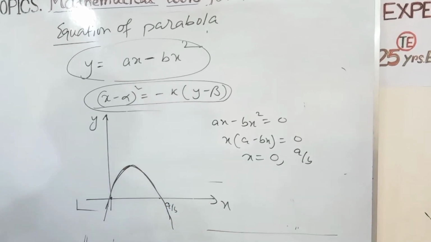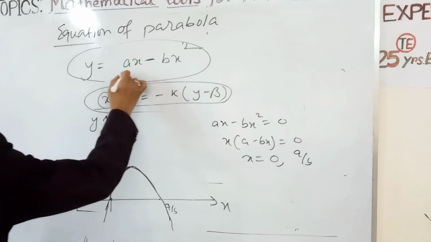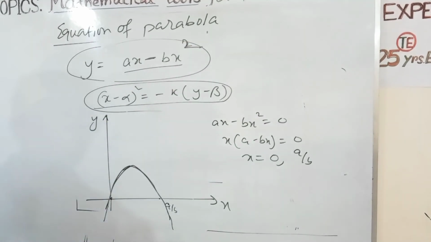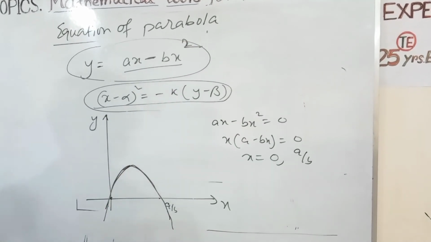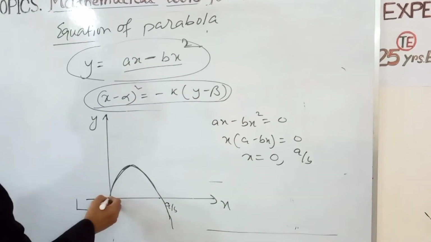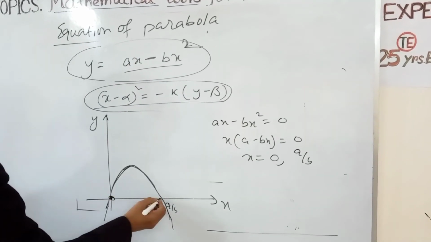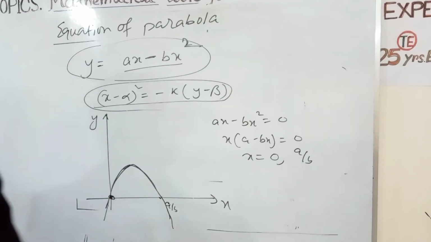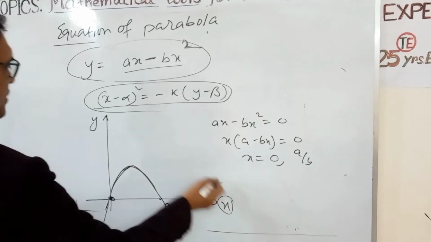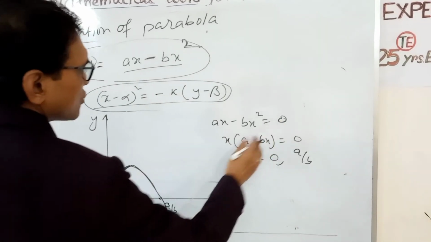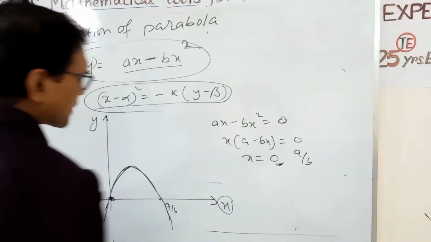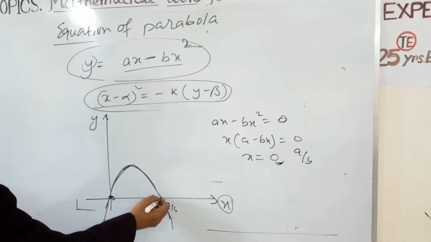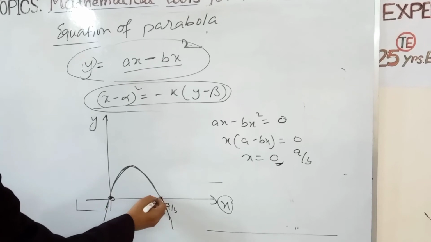So this is the figure of the parabola given by this equation. Because a negative sign is present before the x square, the opening will be along the negative y-axis, and the curve passes through 2 points: one is the origin, another is a by b. We first find the point where the curve crosses the x-axis. The equation of the x-axis is y equal to 0, so we find the 2 points where the curve passes through the x-axis. That is the origin, and another is a by b.